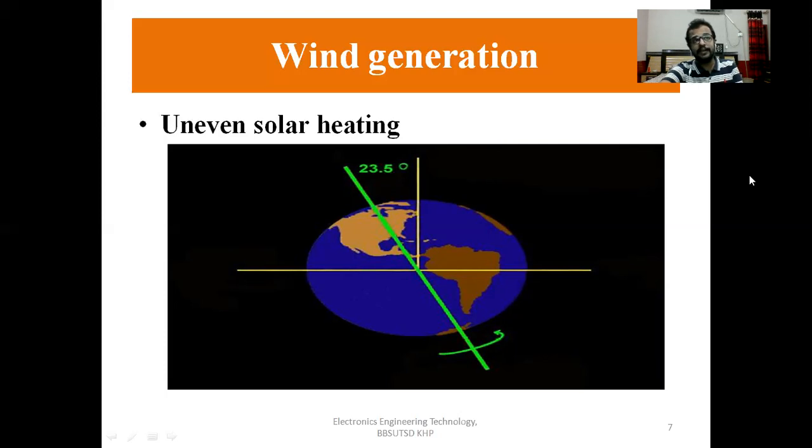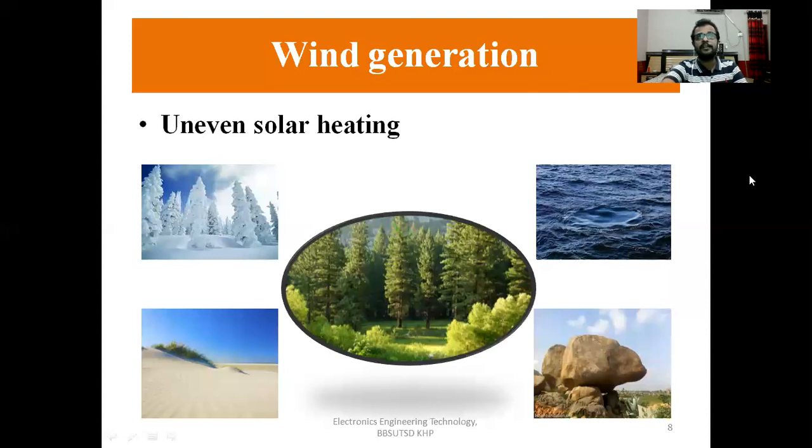Now the third reason. The first reason is that the sun hits at the equator and the poles differently, causing a change in pressure gradient. The earth also rotates itself, so there is a tilt of axis, that is the second. And the third reason of uneven solar heating is that the surface is covered with different types of materials, such as vegetation.